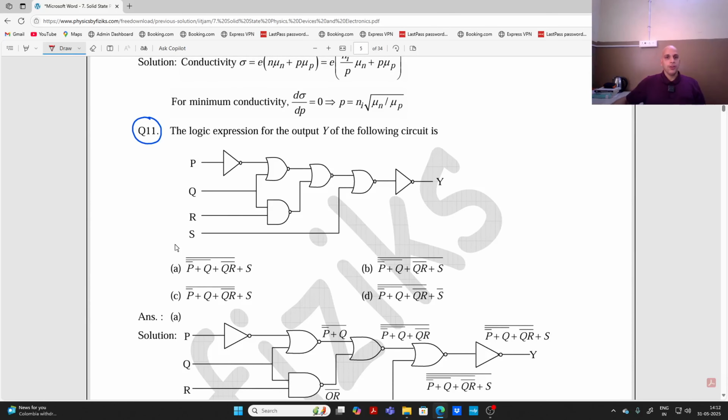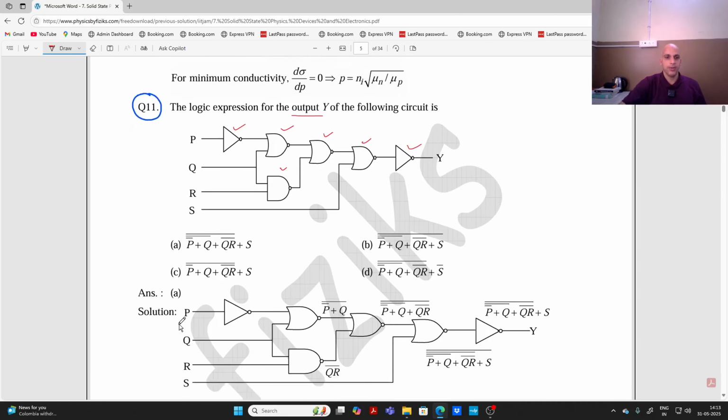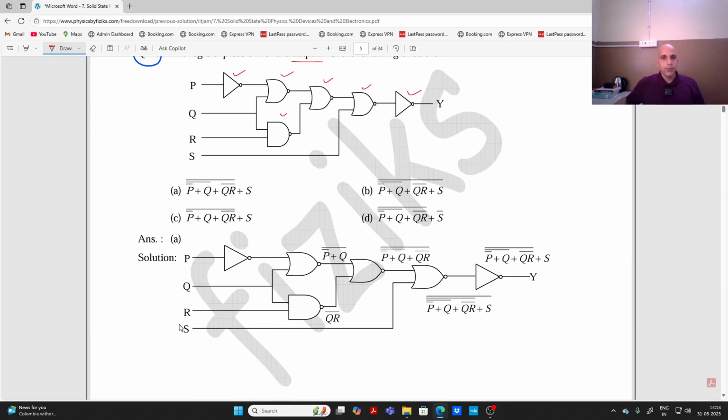Now, the logic expression for the output of the following circuit. Now you have to look at the different circuit elements. This is a NOT gate, this is a NOR gate, NAND gate, NOR gate, NOR gate, and this is again a NOT gate. So what is the output of this one? P naught Q. P naught, you can see here, it is simplified already. So you can see here P naught, because the NOT gate is applied, plus Q going here, NOR operation is applied, right?